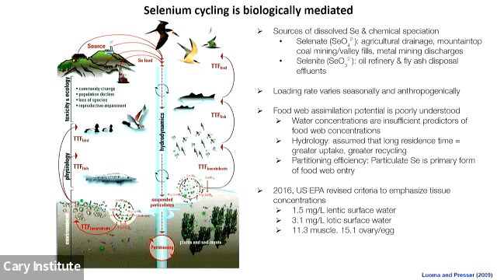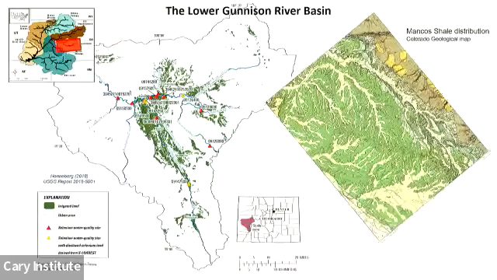In 2016, EPA revised its criteria to really emphasize tissue concentrations or food web concentrations rather than abiotic concentrations like water concentrations, which is its norm for so many other types of constituents in waters, because of how important the food web is in determining what effect selenium might have on organisms.